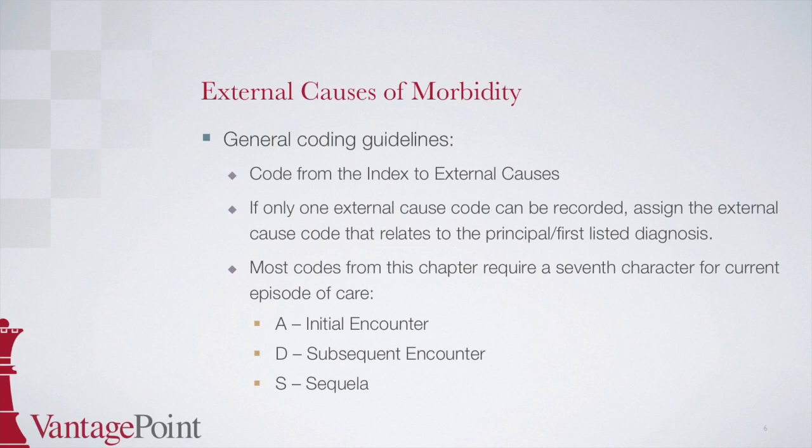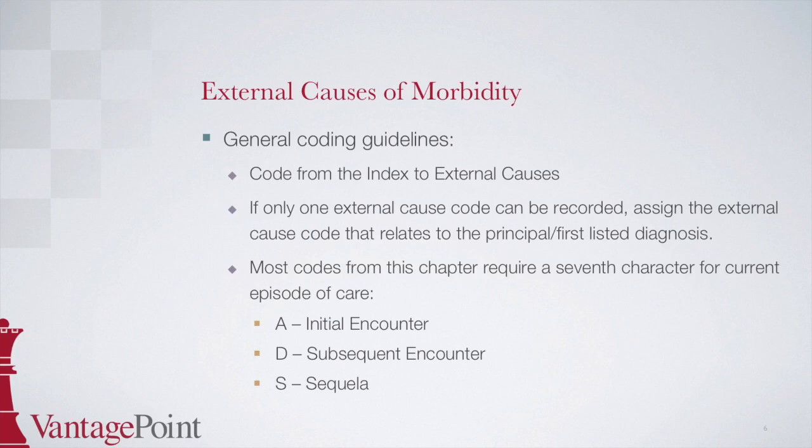Coding for external causes is always done using the Index to External Causes, which starts on page 387 of the Optum 2015 ICD-10-CM Expert for Physicians. If only one external cause code can be reported, you want to assign the external cause code that relates to the principal first listed diagnosis. Therefore, if a patient was admitted for a car crash and suffered a shattered pelvis, but they were also talking on their cell phone when this happened, and you only have room for one external cause code, you would use the code for the car crash, not for talking on a cell phone.